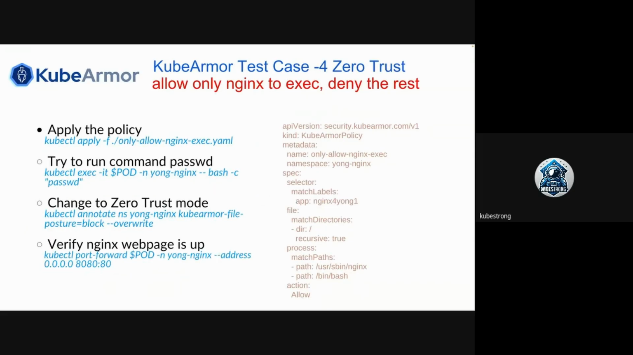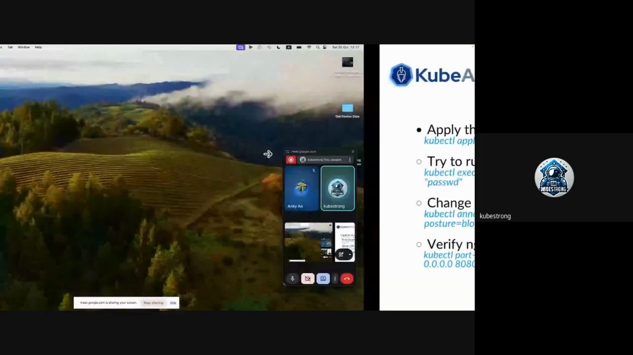So if we continue here, the last test case I want to show you is how you apply zero trust. Basically, you want to lock down everything, only allowing the particular application that you need to open. If you look at the policy here, it has the API version, kind, the metadata, and the process, which process you want to allow. Because you want to allow the Nginx application, you need to allow /usr/sbin/nginx in the path, and /bin/bash is allowed.